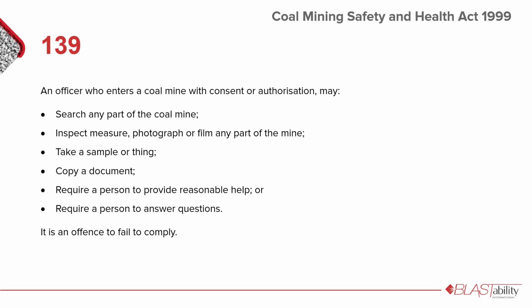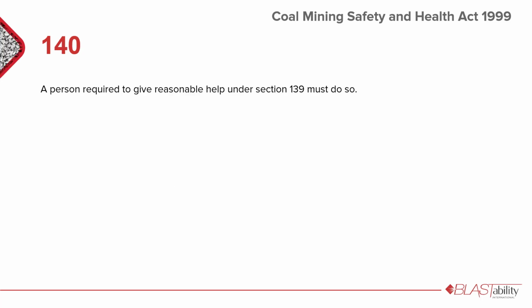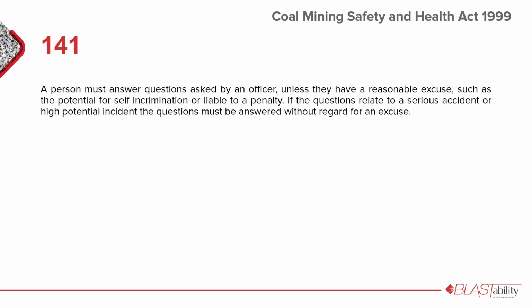139. An officer who enters a coal mine with consent or authorisation may search any part of the coal mine, inspect, measure, photograph or film any part of the mine, take a sample or thing, copy a document, require a person to provide reasonable help, or require a person to answer questions. It is an offence to fail to comply. 140. A person required to give reasonable help under Section 139 must do so.